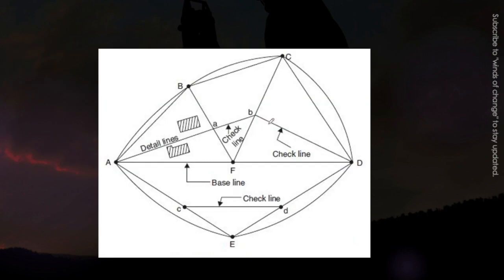It looks like this. These are the check lines. These are the main lines, main survey lines, and we join at some random points in between these two so that it will be used as check lines. It will be used for the accuracy purpose.